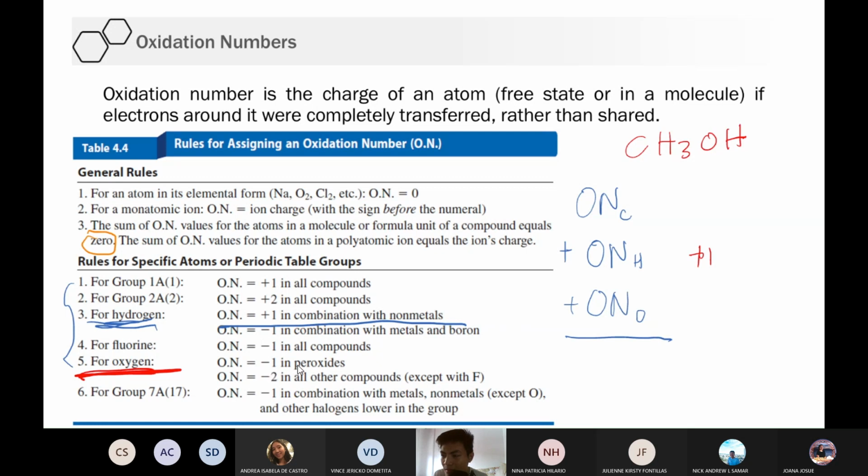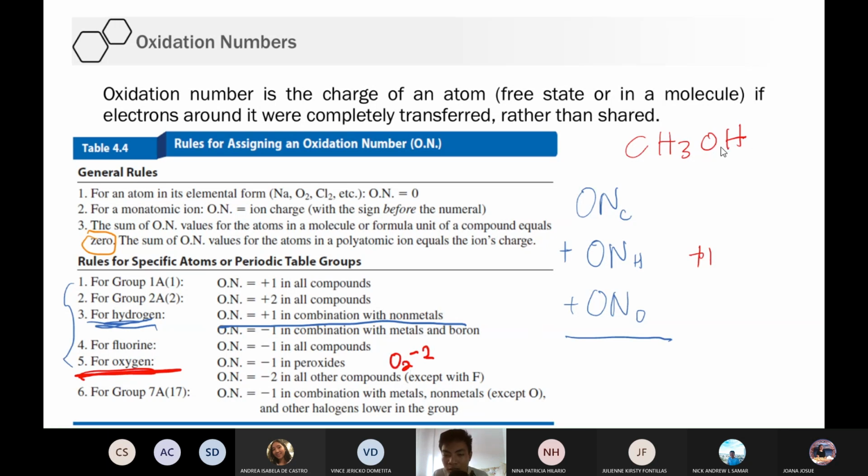Oxidation number of oxygen is negative 1 in peroxide. Ano yung peroxide? That is if O2 2 minus siya. Okay. So, this is a peroxide ion. O2 2 minus. For example, agua oxinada, H2O2. So, the oxidation number of oxygen, if that's a peroxide ion, is negative 1. Oxidation number of oxygen for all other compounds is negative 2. Okay, tignan natin. Si oxygen dito, ano ba to? Peroxide ba to? Hindi. This is not peroxide. Kasi ang requirement pag peroxide, O2, 2 minus.